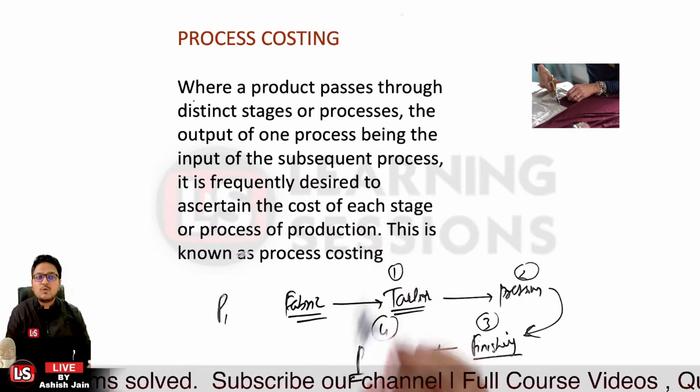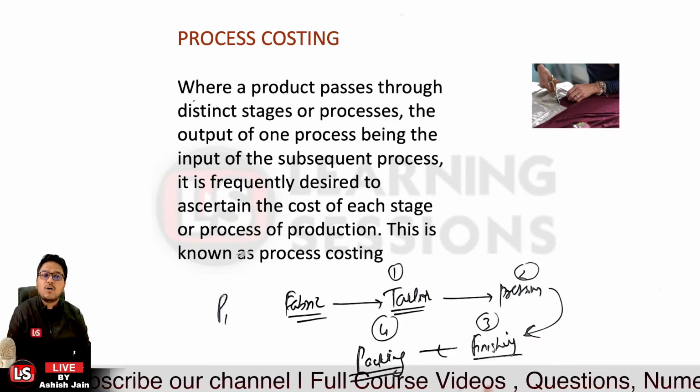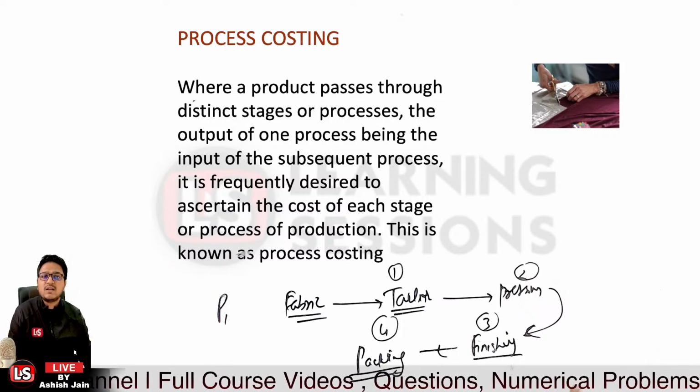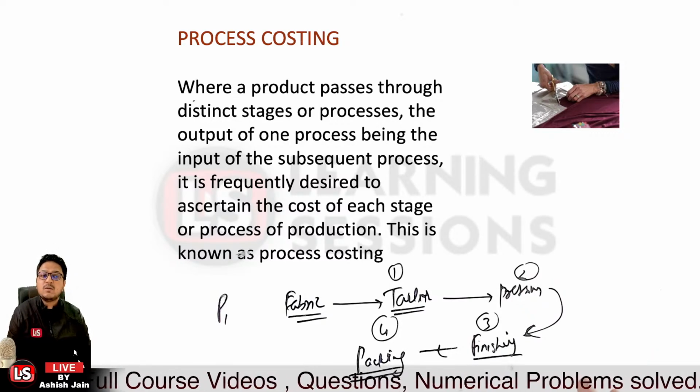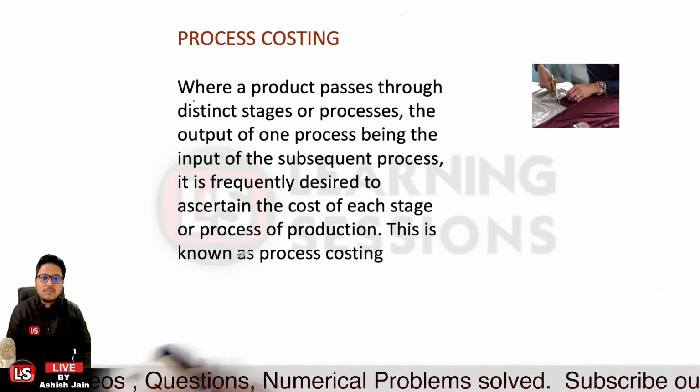So where a product passes through distinct stages or processes, the output of one process being the input of the subsequent process, it is frequently desired to ascertain the cost of each stage or process of the production. So that is process costing.